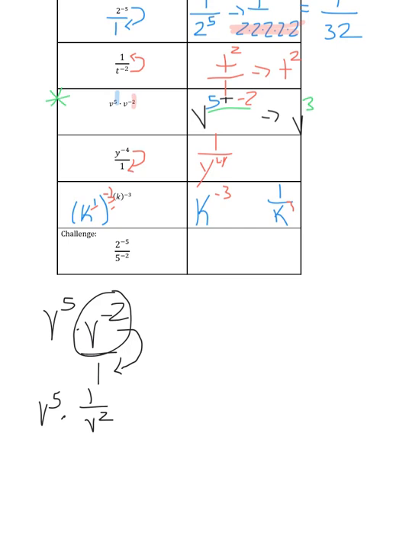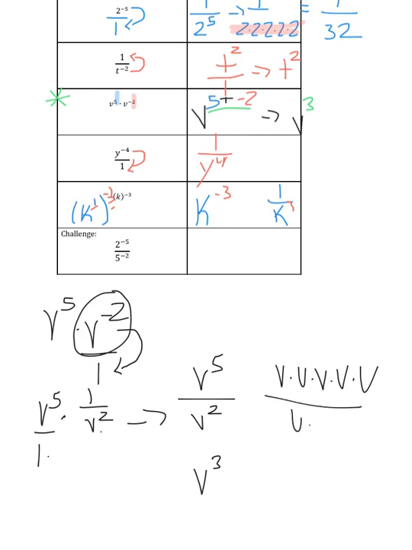And then we can multiply. v to the fifth times 1 would give us v to the fifth. And 1 times v to the second would give us v to the second. And from here we could subtract 5 minus 2, and we'd get v to the third. That's the quotient rule, dividing we subtract our exponents. Or if you wanted to use expanded form, you could write this out in expanded form and divide your v's, and notice you'd be left with 3 v's on top, once again v to the third. So that's another approach to that third problem.